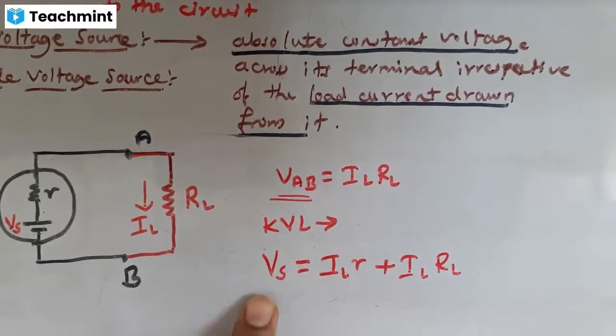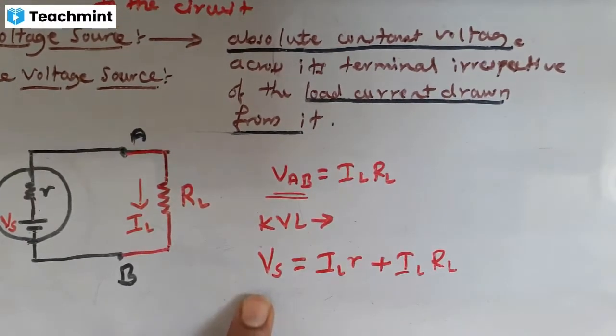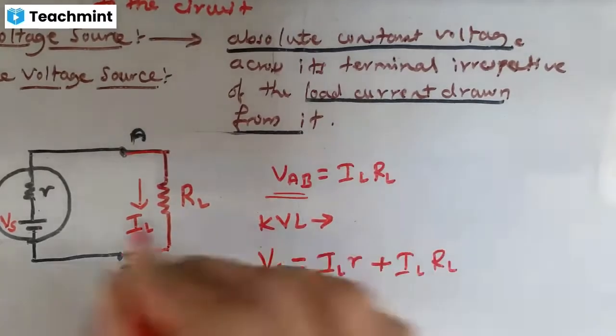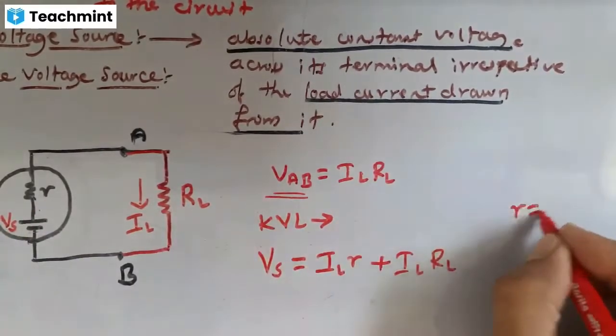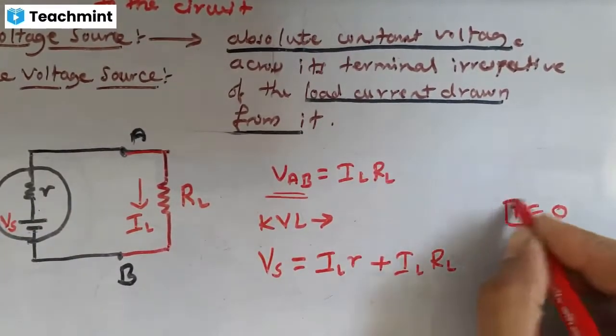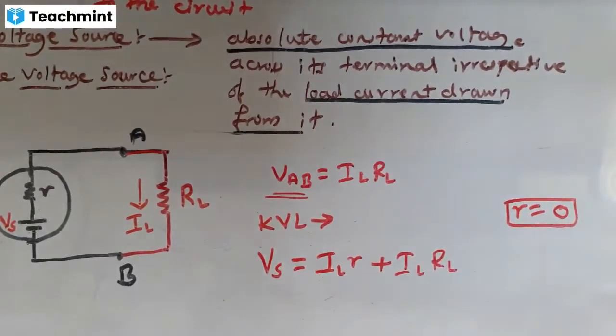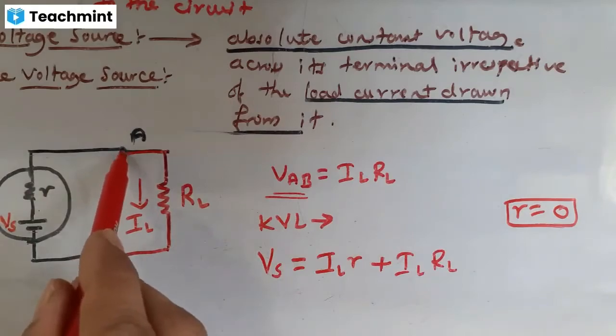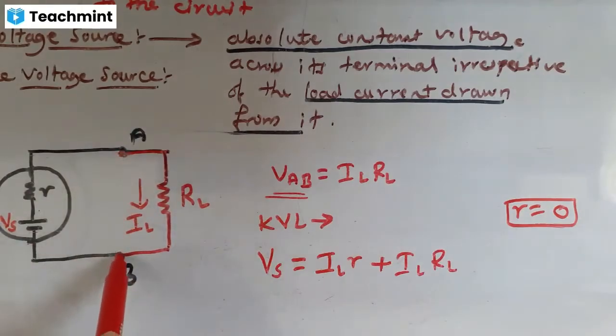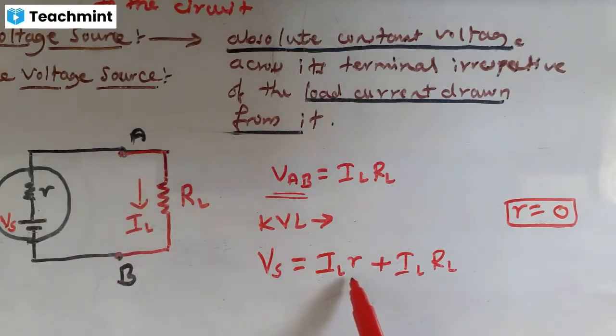So here you can see in an ideal voltage source there is one condition, that the internal resistance, small r, is equal to zero. This is a very important condition. When the internal resistance is zero, then the voltage source will give a constant, absolute constant voltage across its terminal irrespective of the current drawn. Whatever current you draw, IL may be anything, the VAB remains constant.